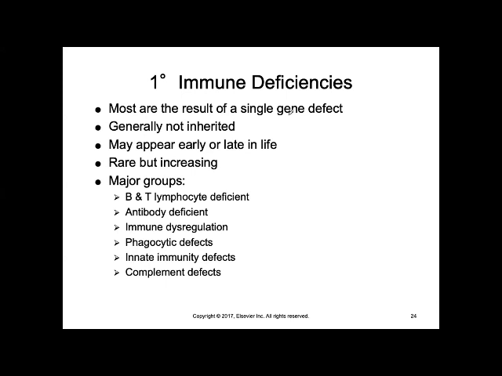Primary immune deficiencies are usually single gene defects. They can be inherited or they may not be inherited; it all depends on when the mutation takes place. They can appear early or late in life. They're rare, but they are increasing. Major groups include B and T lymphocyte deficient individuals, antibody deficient individuals, immune dysregulation, phagocyte defects, innate immunity defects, and complement defects.